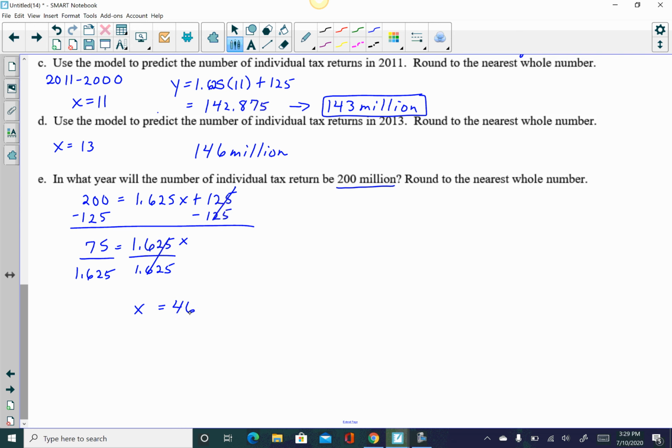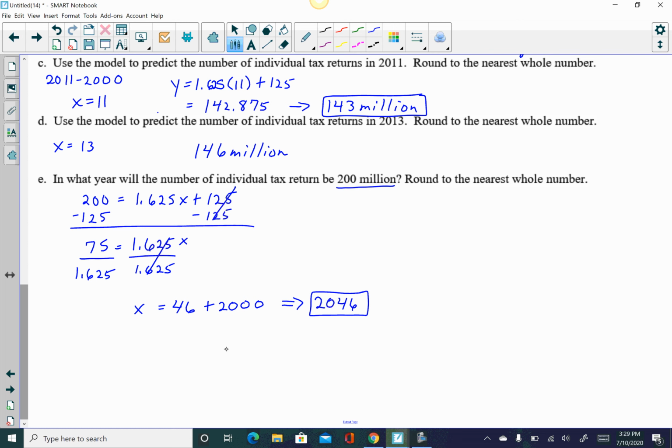So remember, they're asking you when. It's 46 years after the year, because x represents the number of years since 2000. So since we're in reference to 2000, we're going to add 2000 to that. So we're talking about the year 2046. If this were the number of years since 1980, I'd be taking 46 plus 1980 here, for example.